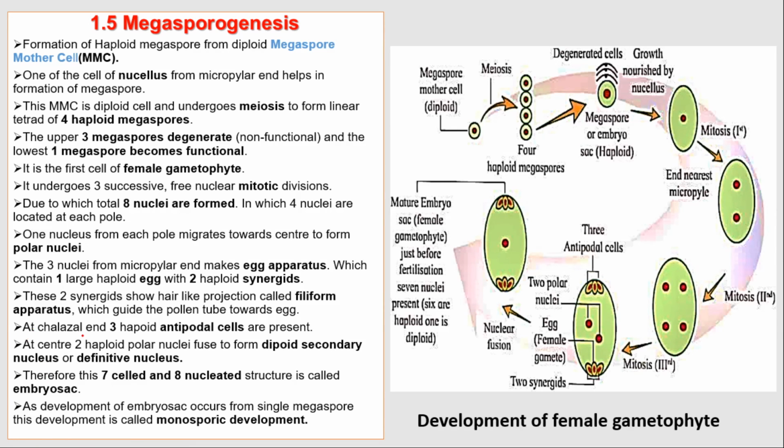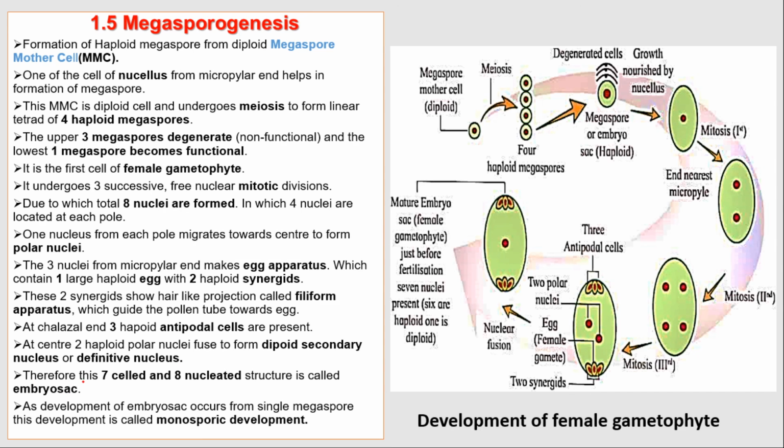Now at the chalazal end, 3 haploid antipodal cells are present. So these are the 3 haploid antipodal cells. At the center, the 2 haploid polar nuclei fuse to form the diploid secondary nucleus. So these two polar nuclei fuse to form the diploid secondary nucleus, also called the definitive nucleus.